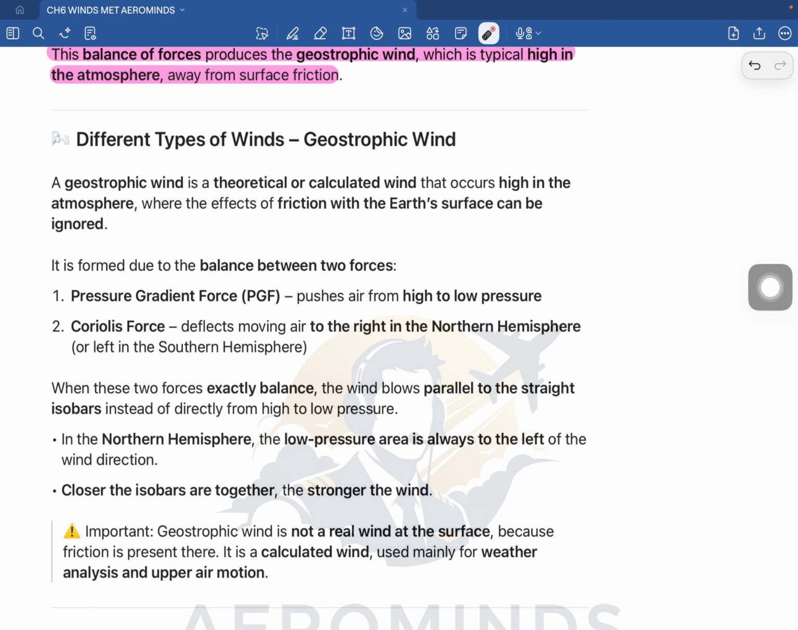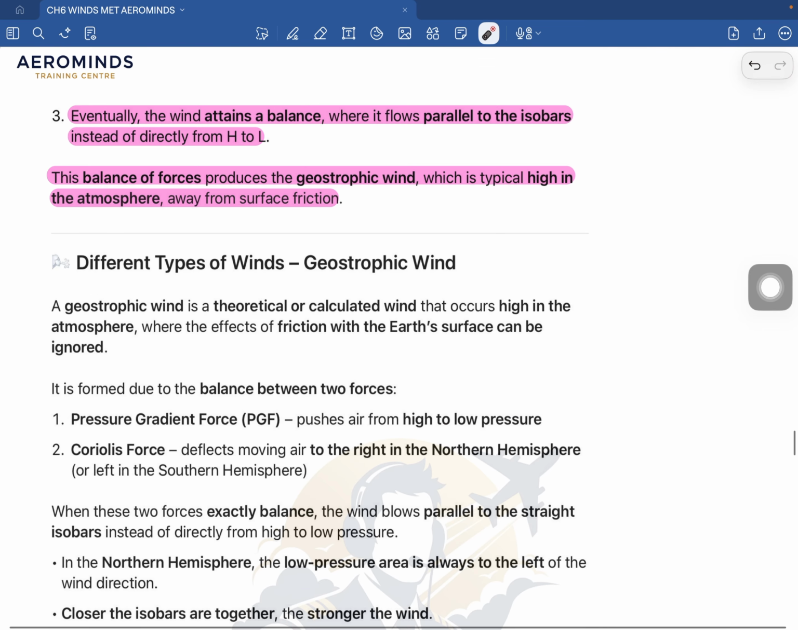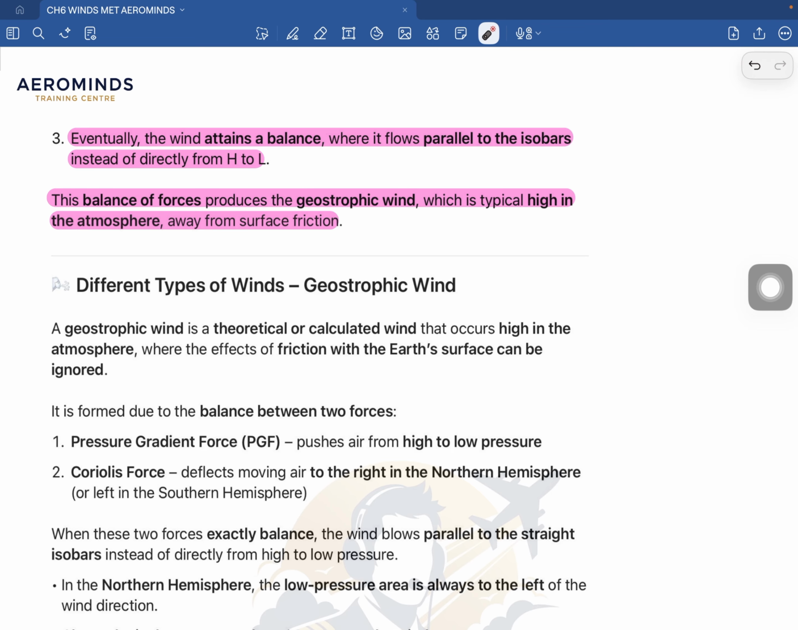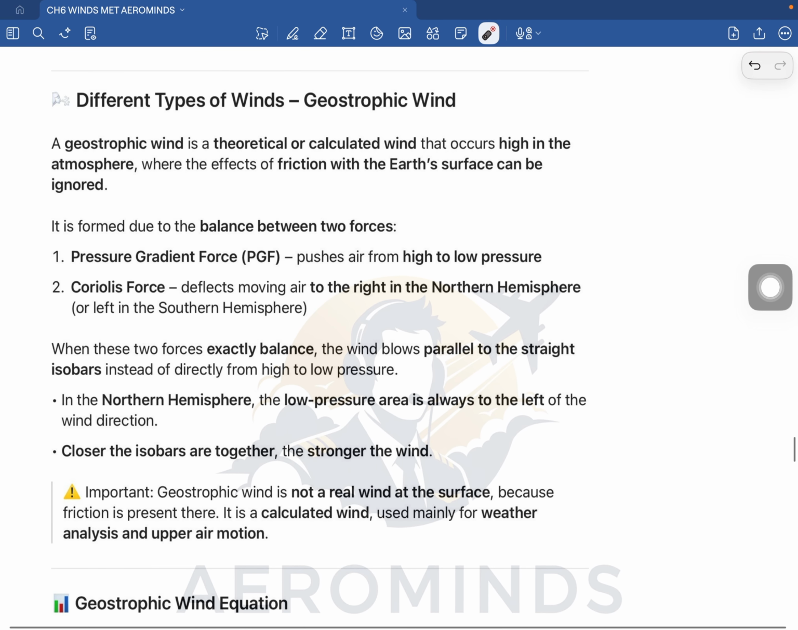So always think in terms of logic: pressure gradient force starts the wind, Coriolis force bends the wind. Once you understand the basic idea, the chapter becomes very easy and very scoring for your exam. So we'll start with this now. We'll start with geostrophic wind, and we'll see what it is in detail.